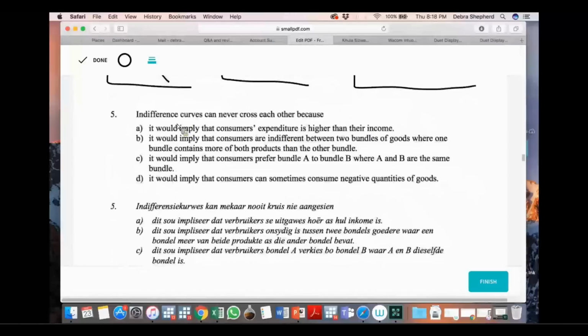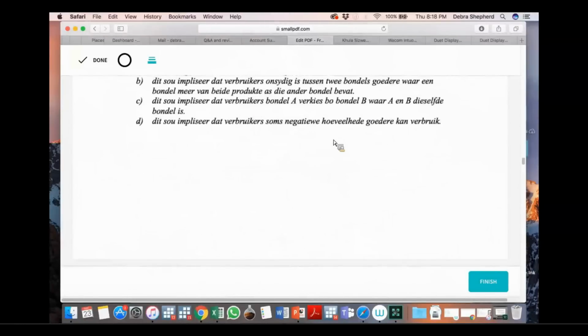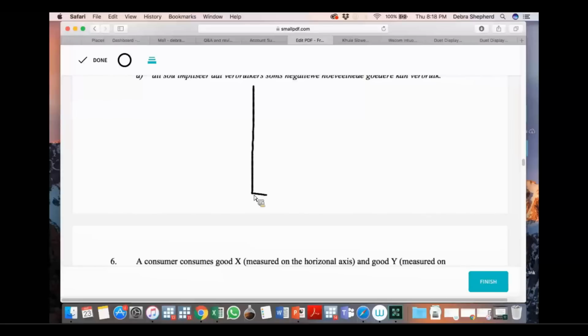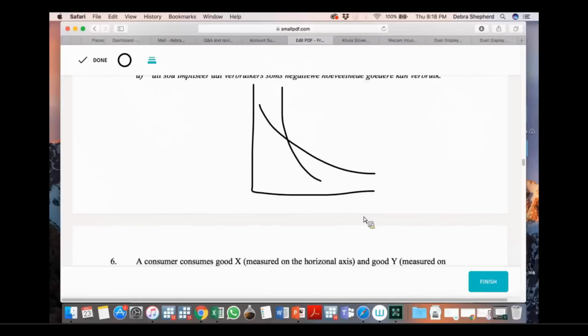The reason why indifference curves can never cross each other is because if we take the idea that higher indifference curves represent more utility, and we assume two indifference curves that cross, okay? So here's one indifference curve, I'll call it I1, and here's another indifference curve I2.